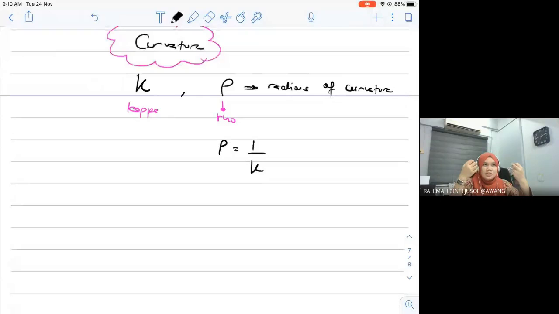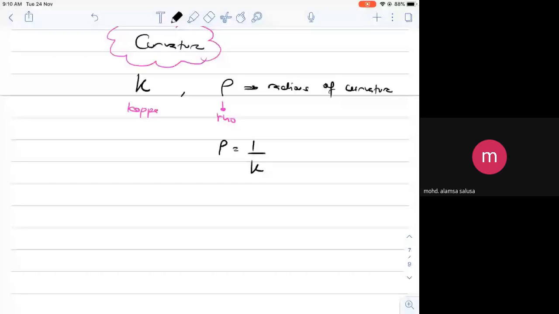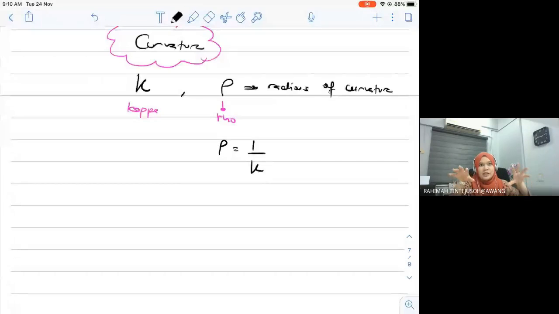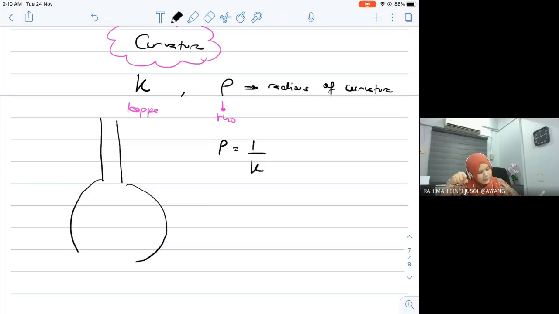Have you ever driven a car? Okay lah, riding a motorcycle. Naik basikal. Biasa tak naik basikal? Biasa. Yes, sir. If you are cycling, you will hold your bicycle handle, right? Let's say if you pass a roundabout. Let's say this is the roundabout. Ni jalan dia.